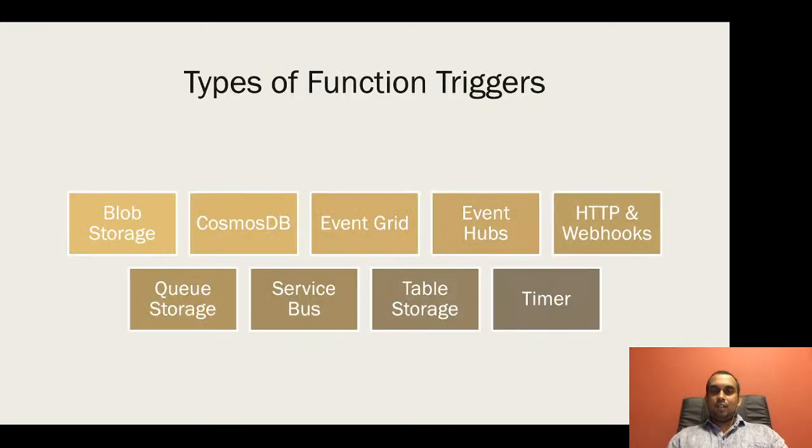Right, so now let's look at what the types of triggers are. Azure Functions are based on certain triggers, so these triggers can be Blob Storage on Azure Storage, Cosmos DB, Event Grid, Event Hubs, and one of the most commonly used is HTTP and webhooks. It can be a REST endpoint that you hit. Whenever the REST endpoint is hit, the event triggers, and whatever execution is needed in the function will be executed without issue. And then storage queues, Service Bus, table storage, and timers.